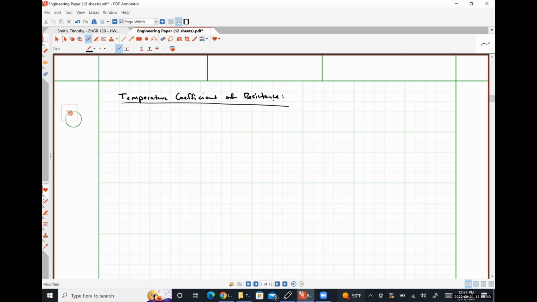So, getting back to basics, resistivity, I'm misspelling it, is a material property that determines how difficult it is to pass current through an object.